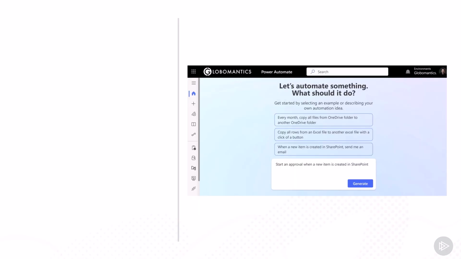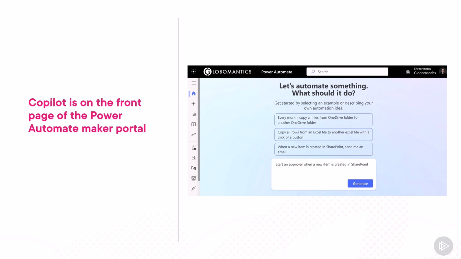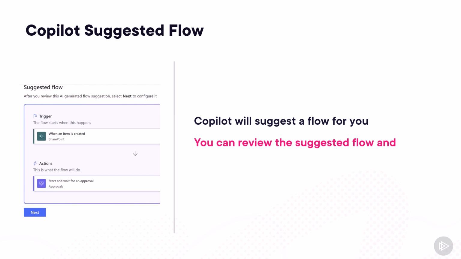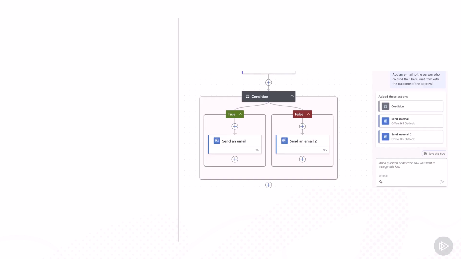As soon as you go to Power Automate on the Maker portal, you will have Copilot there for you, and the only thing you have to do is to tell Copilot what you want to build. Simply describe it in natural language as you would tell a consultant or somebody building it for you. After you submit your description, Copilot will suggest a flow for you, including the trigger, actions, and logic controls. You can review the suggested flow and either accept it or ask Copilot to give you a different suggestion. After the flow is created, you can keep discussing with Copilot and ask it any changes or additions that you might want to make to your flow, and Copilot will make them for you.